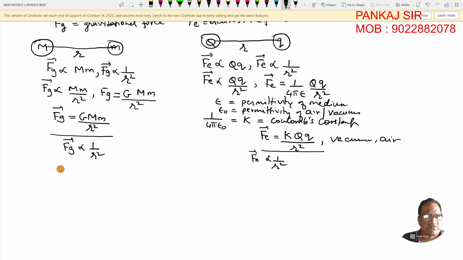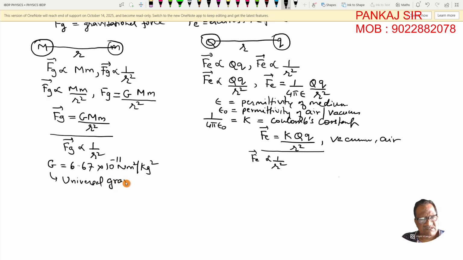Now the striking point I want to write about this gravitational force is that G is equal to 6.67 times 10 raised to minus 11, and the unit of this is Newton meter square per kg square. And this G is known as the universal gravitational constant. Now why is it known as the universal gravitational constant? Because this G as a constant you will be using for all media. In any medium you go, this G is going to have the same value.